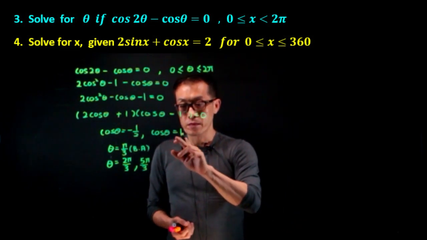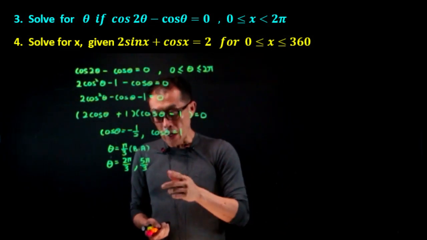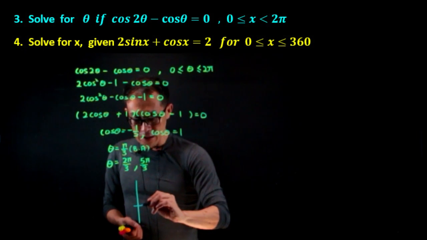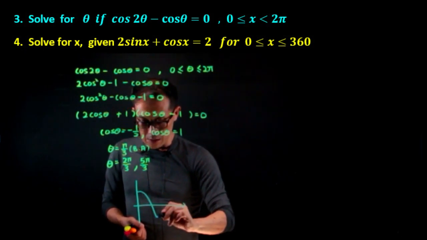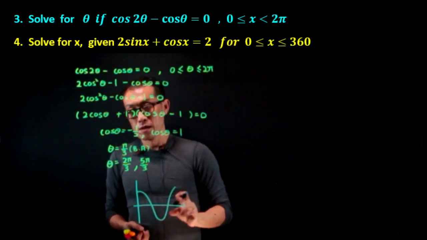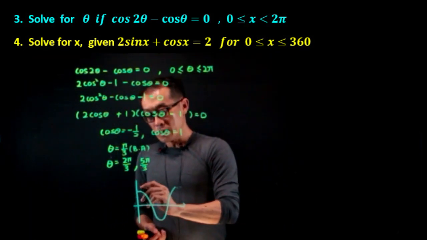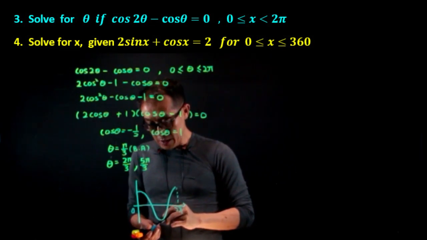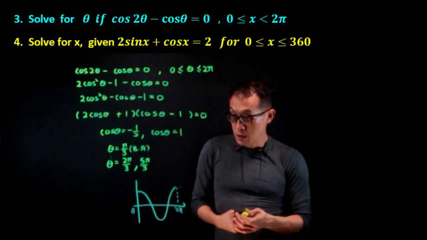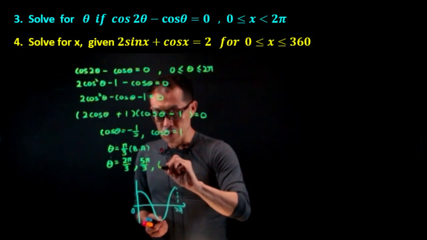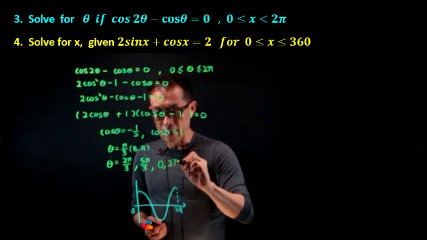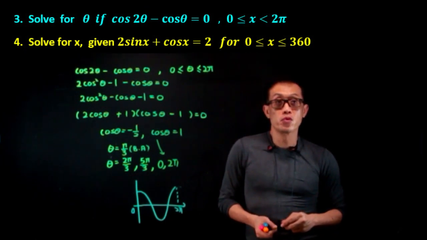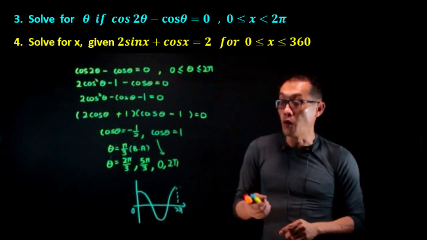Now, how about cos theta equals 1? You can look at the cos function. It is equal to 1 when this is 0 and when this is 2 pi. So you will include 0 and 2 pi. This is for these two. Now let's move on to question 4.